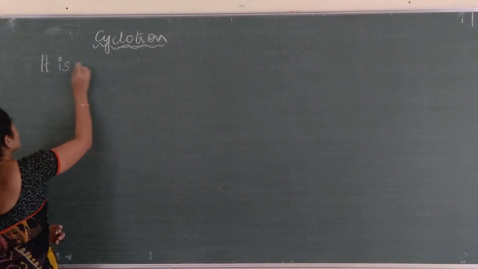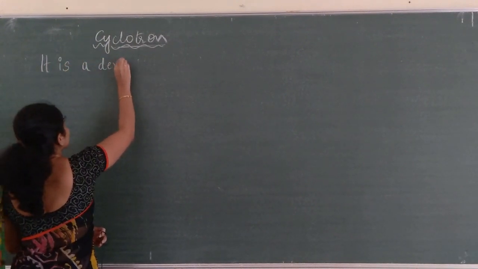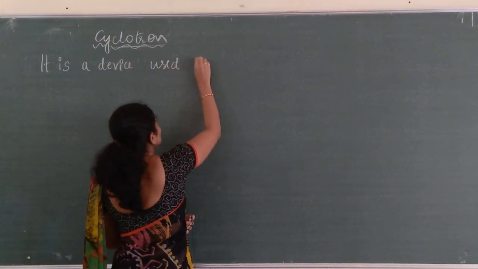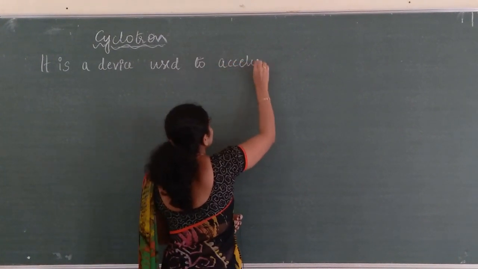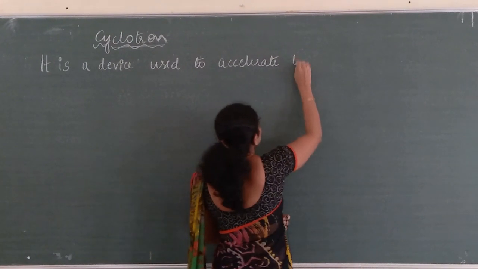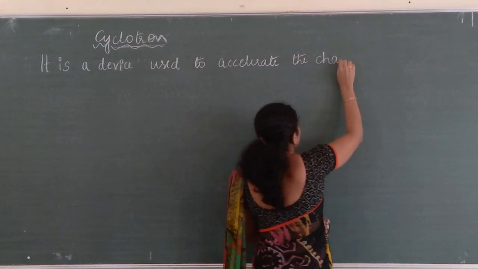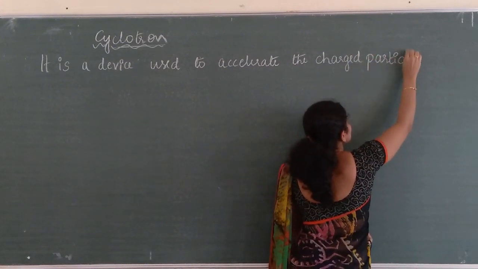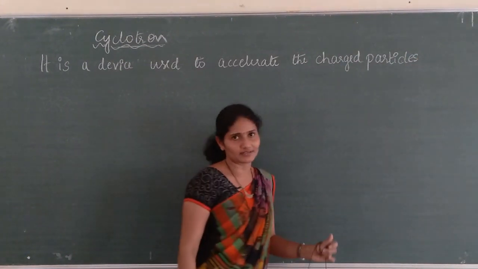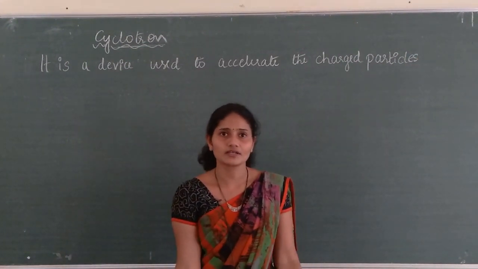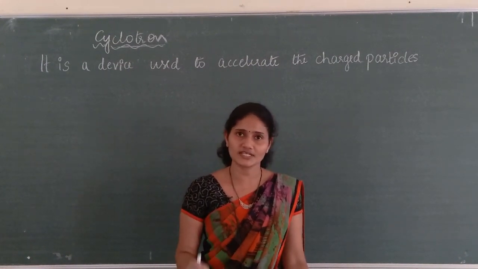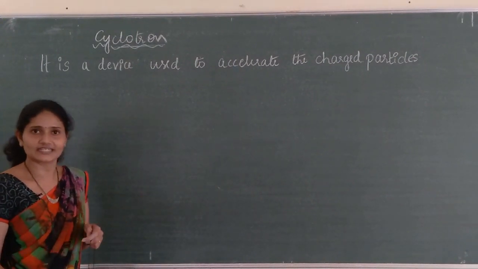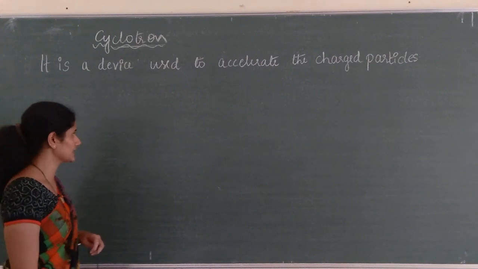It is a device used to accelerate the charged particles. It is used to accelerate the charged particles, and these high speed particles are used in nuclear physics experiments. So this device makes use of both electric field as well as the magnetic field.